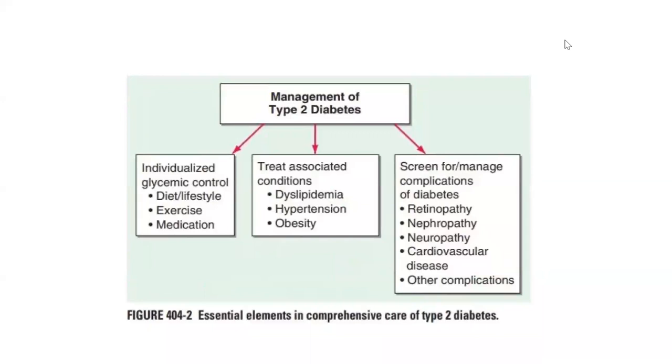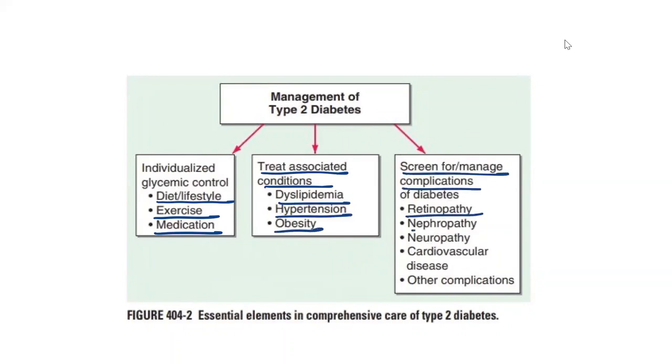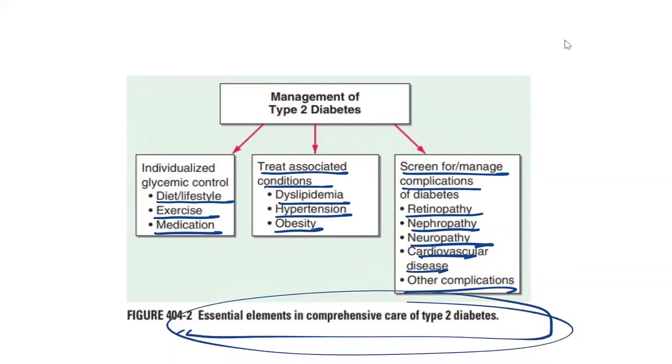Now, the important point in management of type 2 diabetes is that diet, lifestyle, exercise, and medication are important, but along with this, we have to treat associated conditions like dyslipidemia, hypertension, and obesity. And we should screen for complications like retinopathy, nephropathy, neuropathy, cardiovascular disease, and other complications. So this is our comprehensive care of type 2 diabetes.